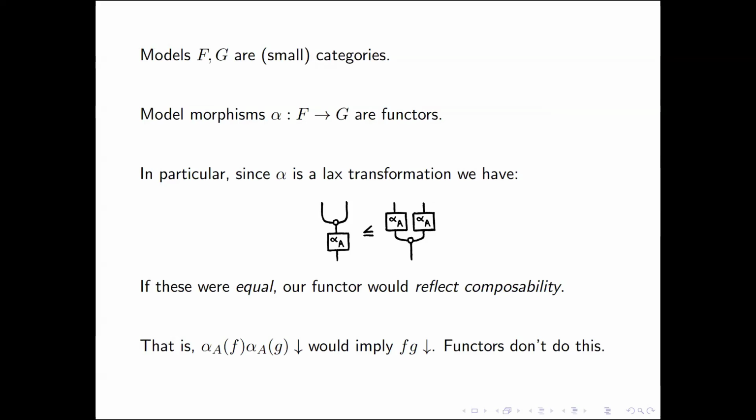And if these were equal, our functor would reflect composability. So if, which is wrong, right? If I could compose alpha a f and alpha a g, if this was an equation, I would also have to be able to compose f and g. And that's not how functors work. So it is actually important that this is an inequality. I've seen people get this wrong in the definition of category as a theory, but yeah. So yes, this is a bit about why lax transformations.